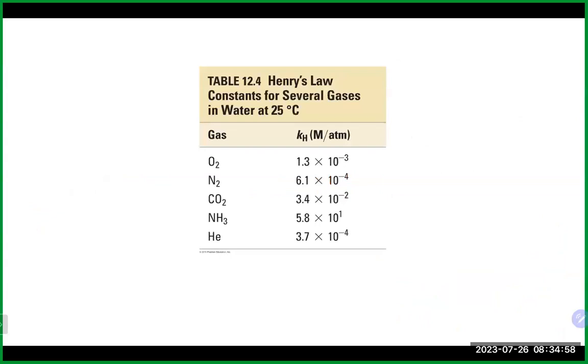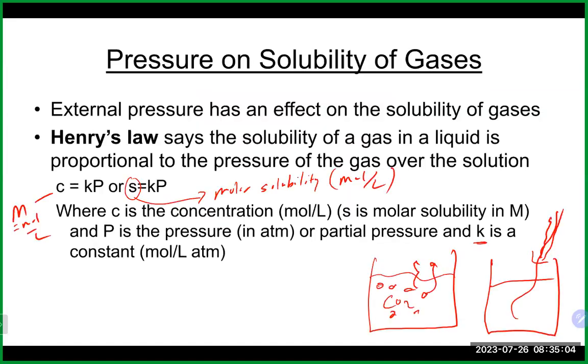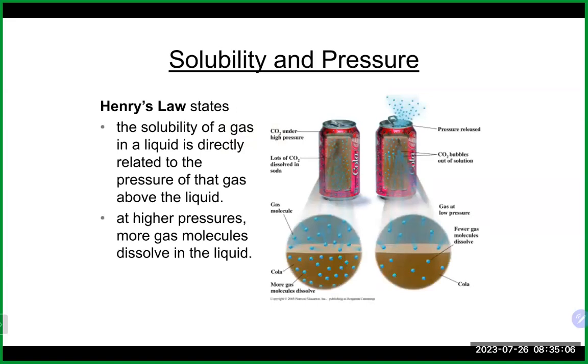And here are some constants, and you have a similar one in your book. And again, it is different for different gases. And there's a much better example than my soda can explanation. But again, under that high pressure when this is closed, it's going to have a lot more of the CO2 dissolved in that solution, keeping it a little bit more bubbly. And again, as you open it up, obviously you give it an escape route for it to leave.